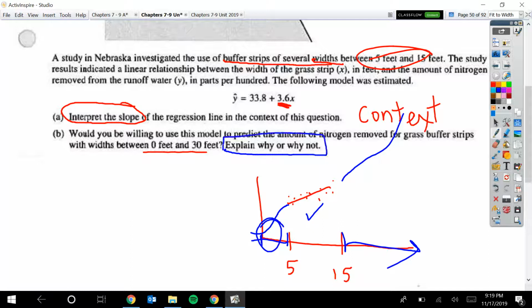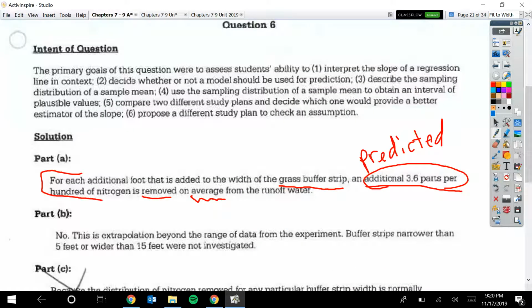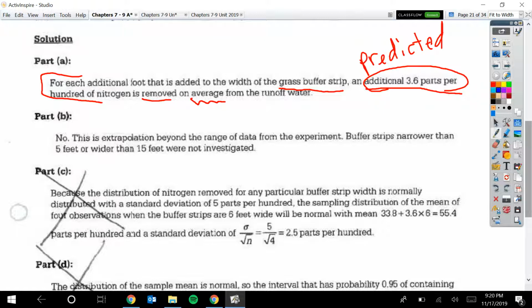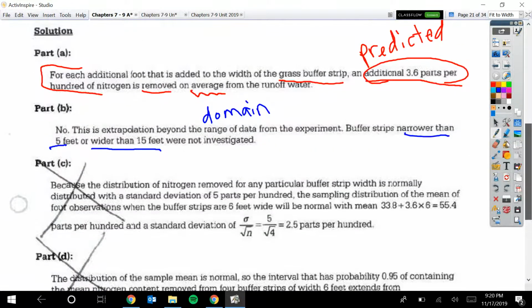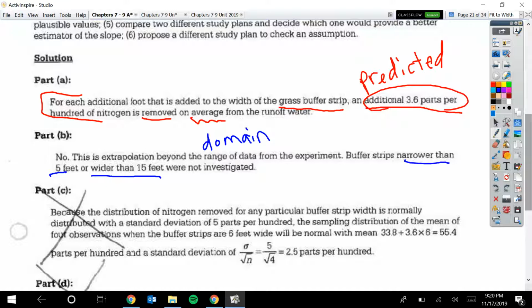Of course, you had to explain why or why not. I would have said because the pattern can change and it may not be linear in those outside areas. Here's what they actually said on the grading guidelines: no, this is extrapolation beyond the range of data. I would argue that that's beyond the domain of the data, outside the x values. So you should not predict narrower than 5 feet or wider than 15 feet because they were not investigated. You could say again, because the pattern, the trend, or the function may change outside of that.